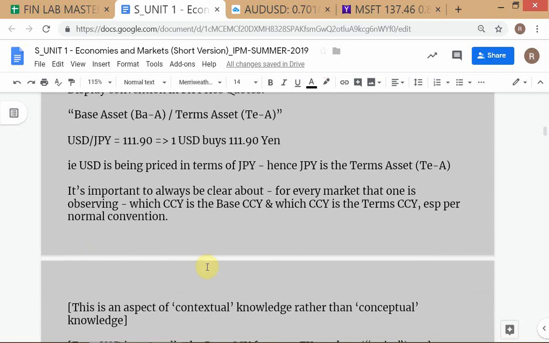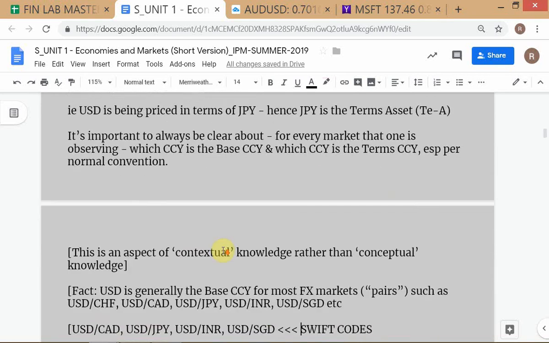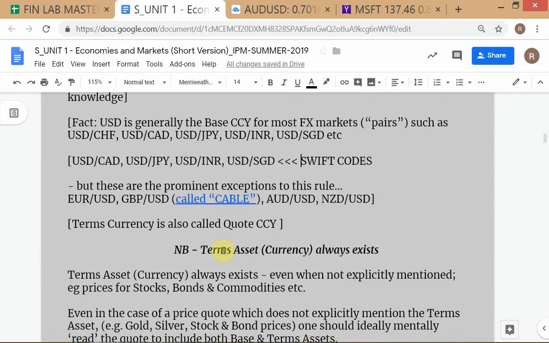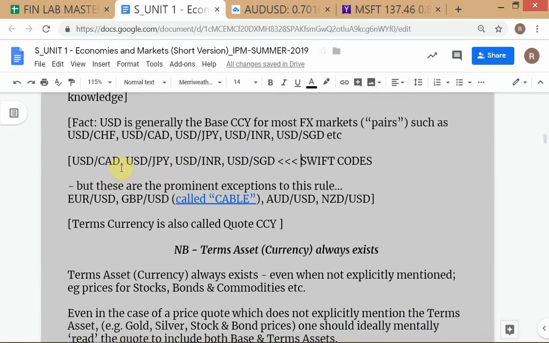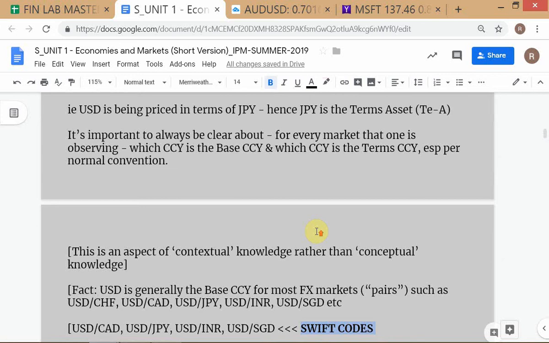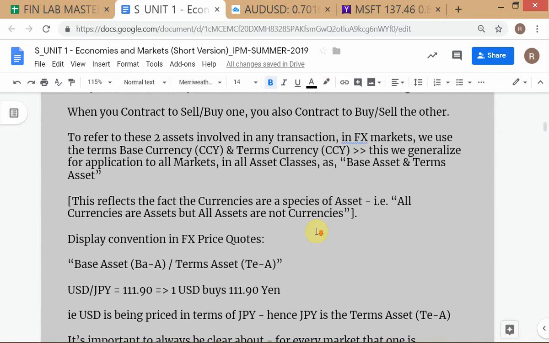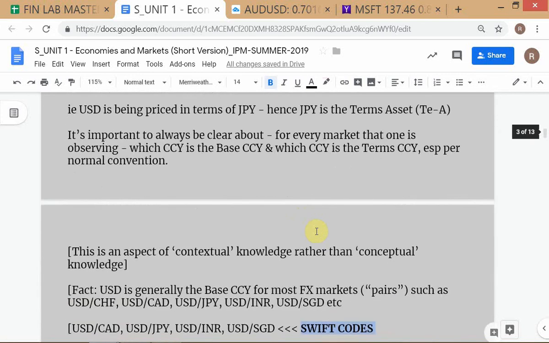All right, so here JPY is a term that we already discussed. This is again just a matter of conventional knowledge. These are called SWIFT codes, this you should know. If somebody asks you what is the SWIFT code for Swiss franc, it's CHF. Somebody might ask, why is it CHF? Why is it not SWF?